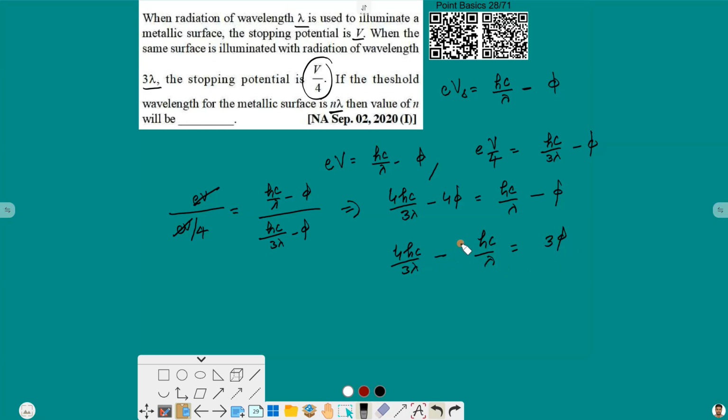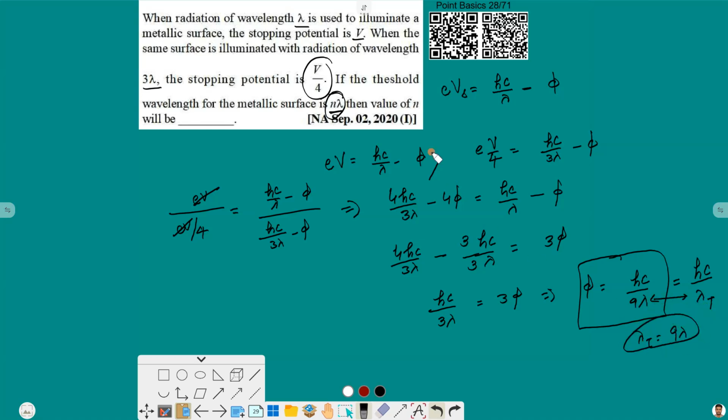Now to solve it, I can multiply by 3 here and 3 here. So this will become hc by 3 lambda after subtraction is equal to 3 phi, and from this phi is hc by 9 lambda. Now it is mentioned that the threshold wavelength for the metallic surface is n lambda. This is the threshold energy, and it has to be equal to hc by lambda threshold. If we compare both of these, then lambda threshold is 9 times lambda, and we have to find n, so n will be 9.